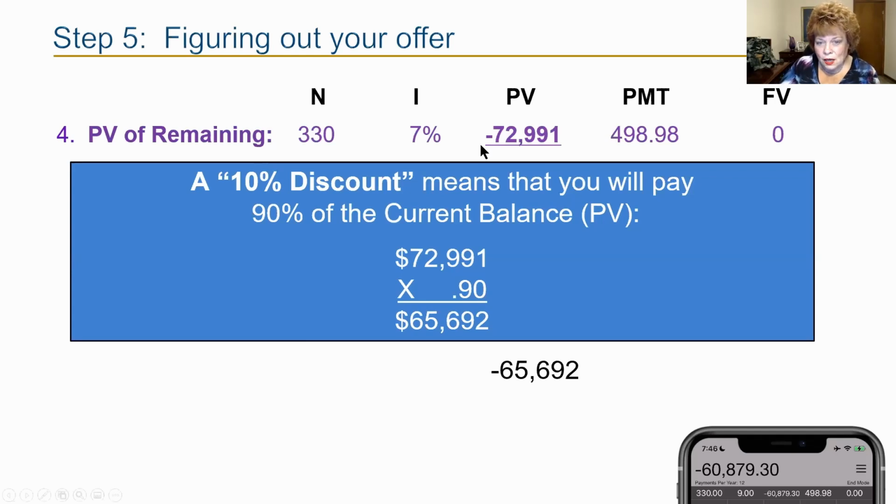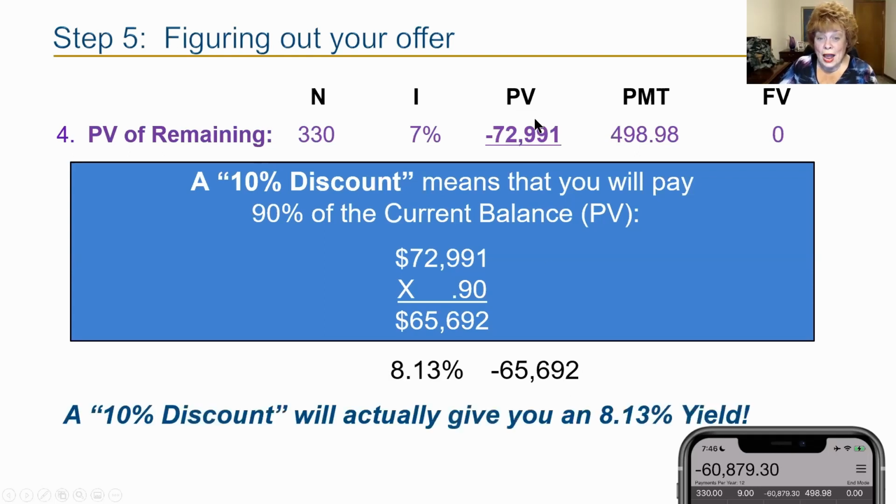In that case, they're going to take $72,991, the current balance, and you multiply it by 0.90, and you find out that the most they'll pay is $65,692. Now, put that into PV and solve for I. Now, get this. If someone wants a 10% discount, their rate of return is 8.13. Okay? So do you see the difference there?